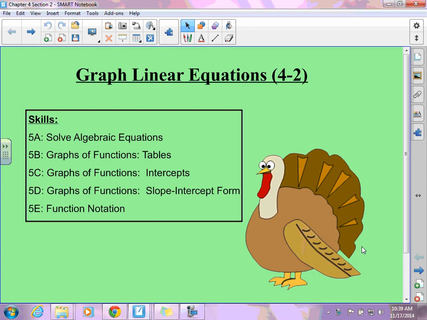Going to do section 4.2. It's chapter 4, section 2. You're going to notice that we're going to start looking at solving algebraic equations, tables. We're going to even touch a little bit on slope-intercept form today.